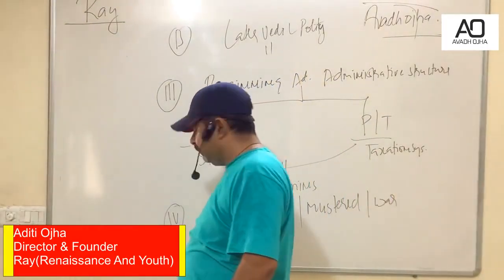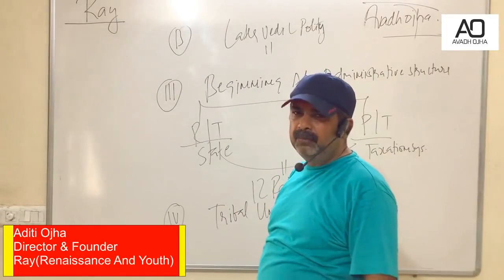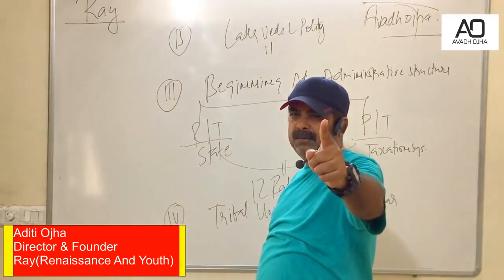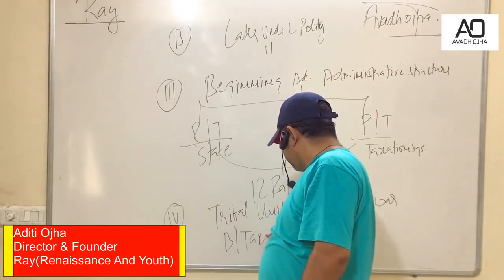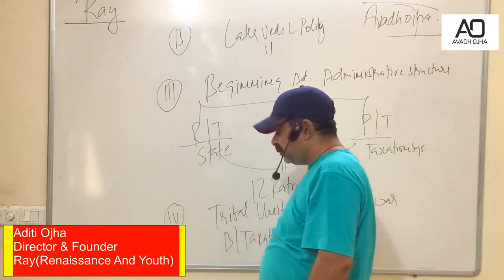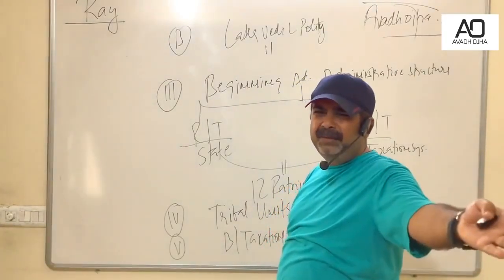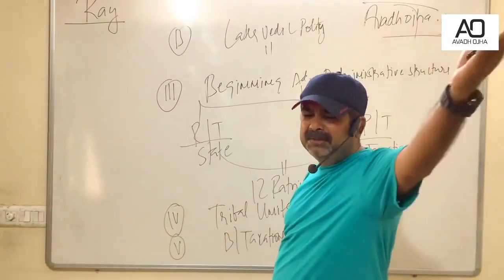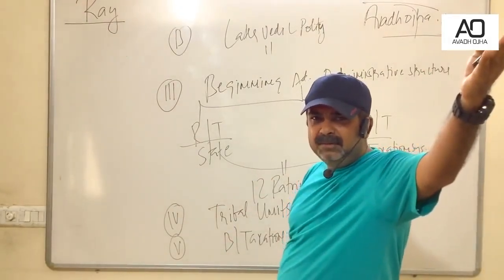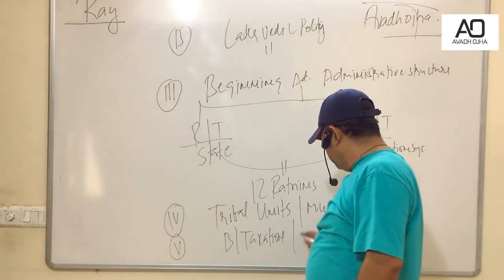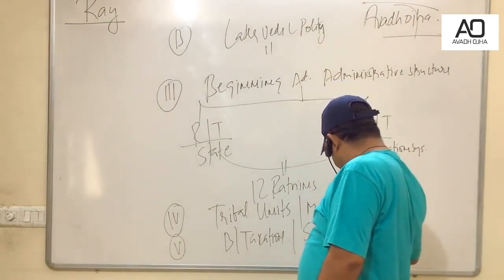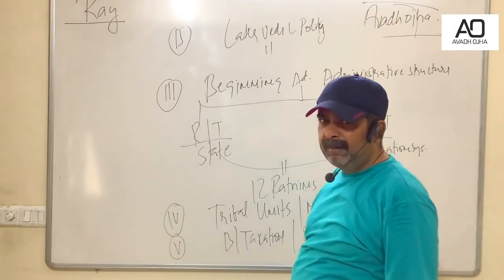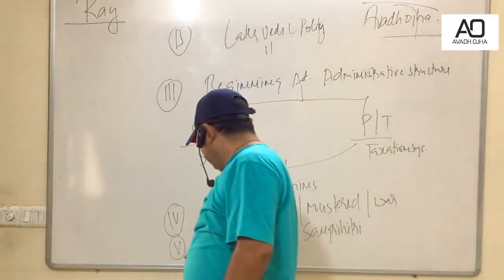Fifth, very important development. Birth of taxation system. Agriculture, economy, diverse art and craft, trade and commerce. Who was the officer? Sangrahitri.